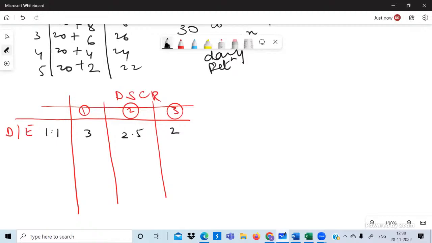Now they'll increase it slowly. They'll say, okay, what if the debt equity ratio increases and becomes, let's say, 1.5:1? Now, if the debt equity ratio increases, what will happen to your DSCR? Will it remain the same? Will it go up? Will it go down? And why?